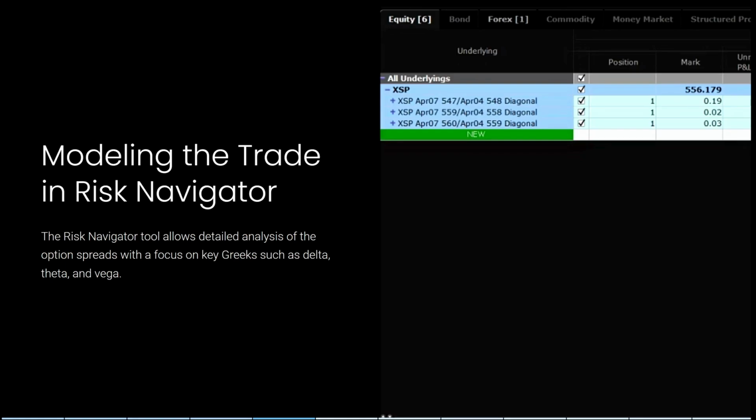With a good entry, your diagonal spread starts to be in profit almost immediately. If you don't get a good entry, it's not the end of the world. Almost everything can be corrected, but it will be better for your trade that you get a good entry.